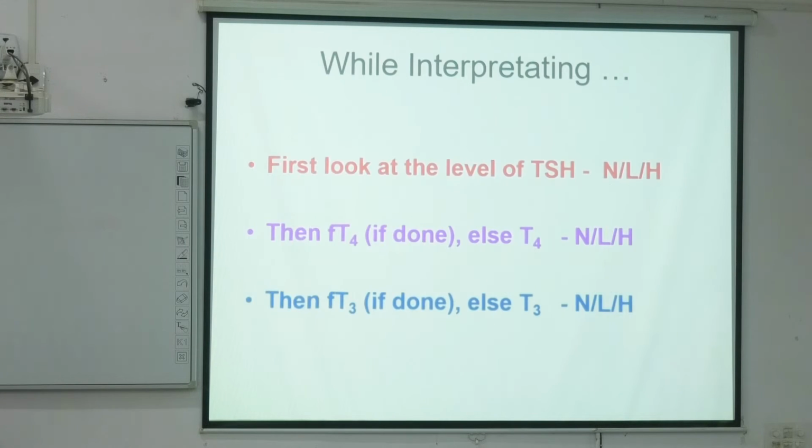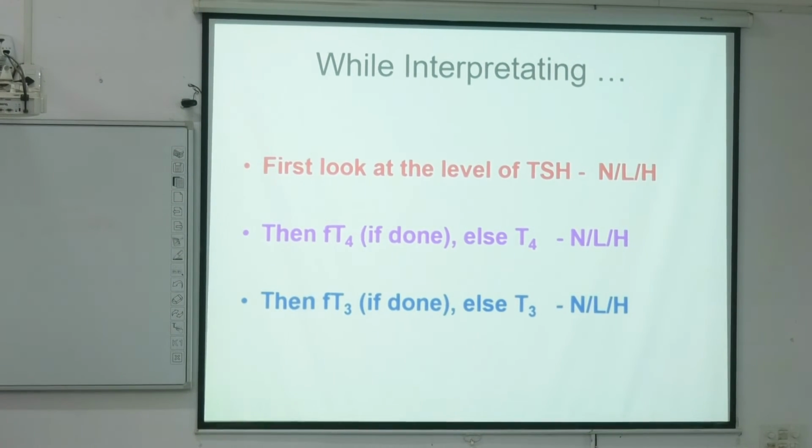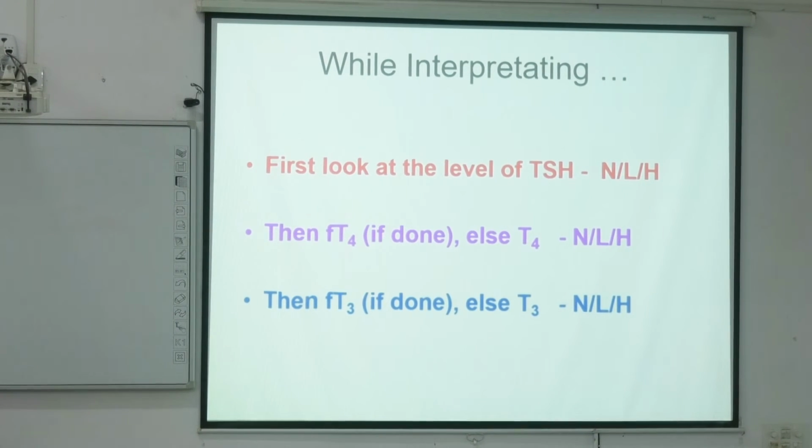Next. So while interpreting, first look at the TSH level, whether it is normal, high or low. First look at the T3, T4, TSH level. Then interpret T4, if T4 is done, whether it is normal, high or low. And then if T3 is done, look at T3: normal, high or low. Next.